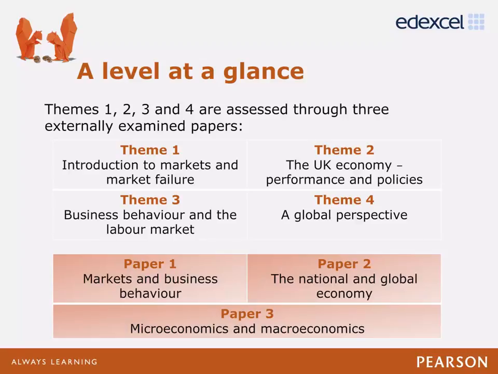Here is a summary of the A-level course. There are 3 externally examined papers for the A-level qualification. Theme 1 and Theme 3 are assessed in Paper 1. Theme 2 and Theme 4 are assessed in Paper 2. And Paper 3 assesses content from across the entire course, bringing all the concepts together. Paper 3 can be viewed as the synoptic paper.